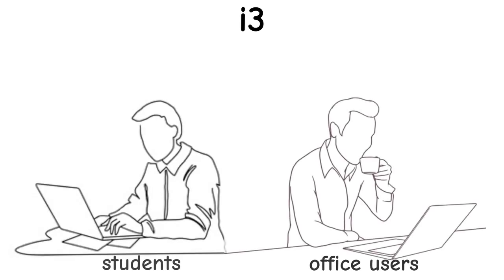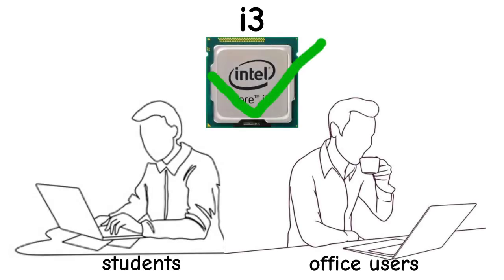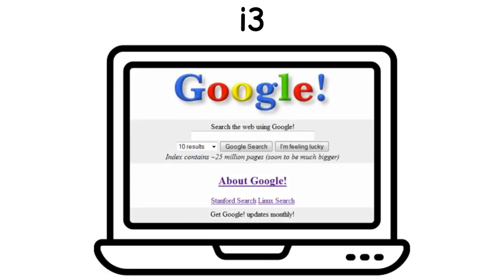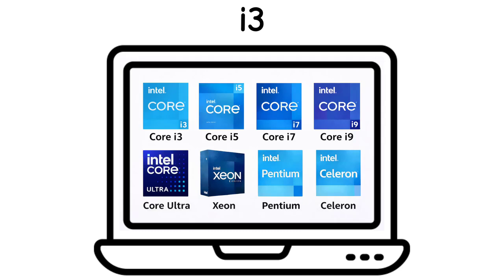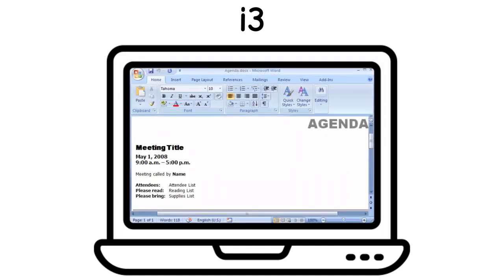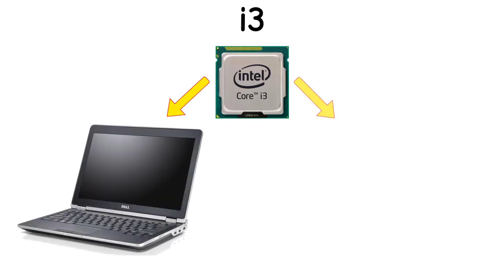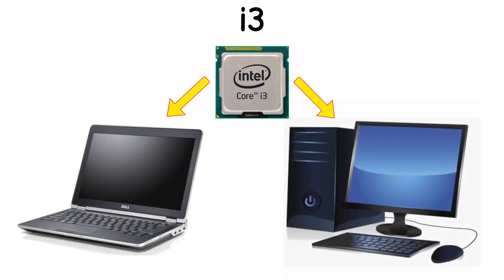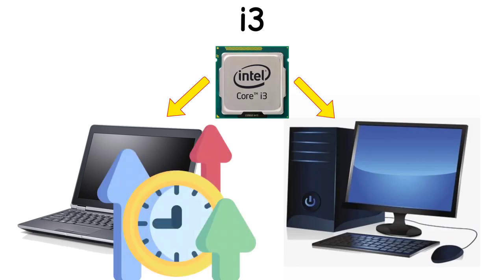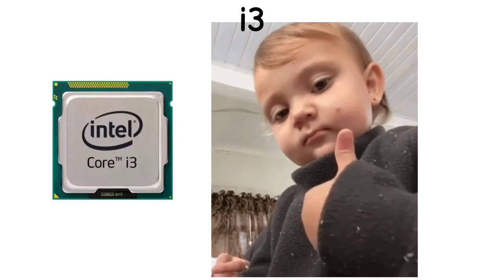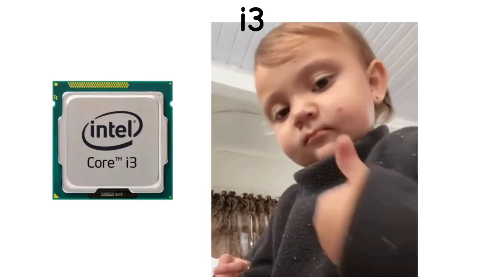For most students and office users, Core i3 is perfectly fine because these tasks don't require a lot of processing power. You can open several browser tabs, watch videos in high resolution, and work on multiple documents without problems. Core i3 is also commonly used in budget laptops and entry-level desktop computers because it offers decent performance at a lower price. This makes it a good choice for people who just need a simple computer for everyday tasks.